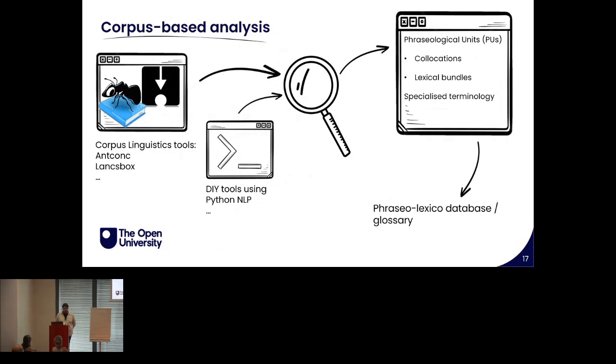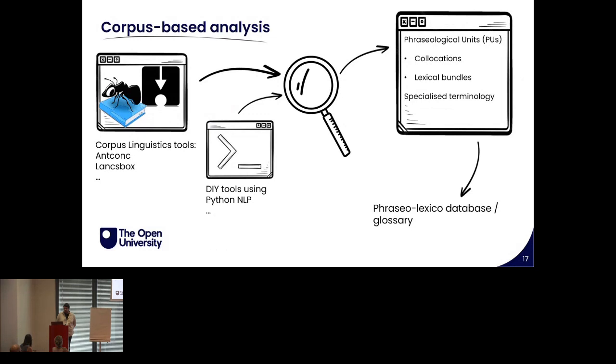This is very much the linguistic part of it, and I hope I'm not going to bore you with that. But I will be using both ready-made, already built corpus linguistic tools, such as AntConc and LancsBox, but as well DIY tools using Python natural language processing.